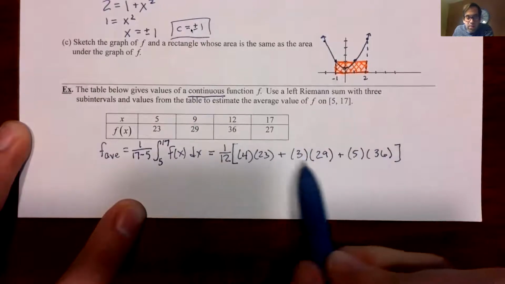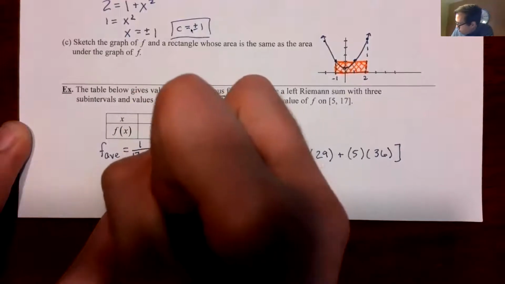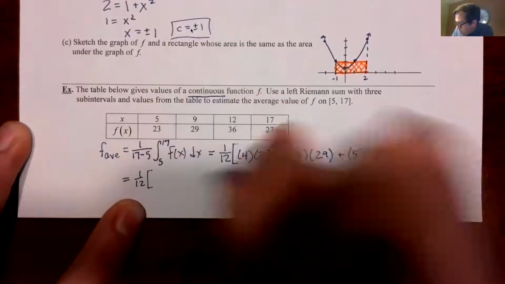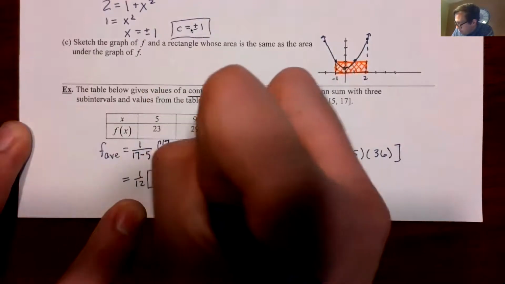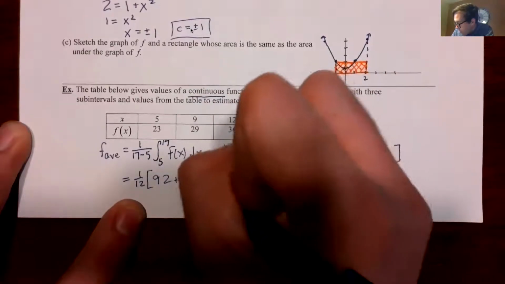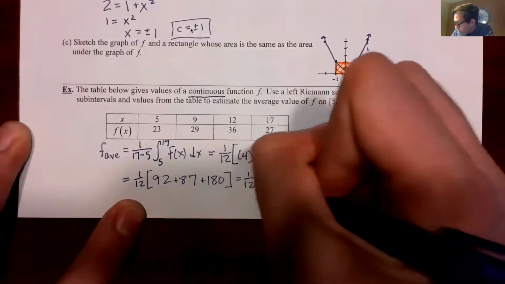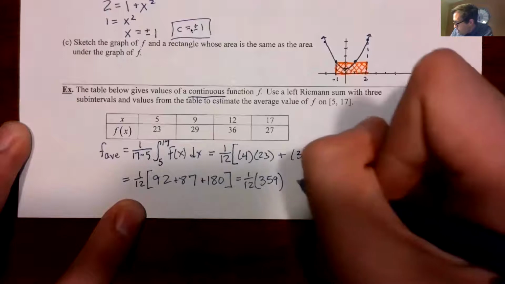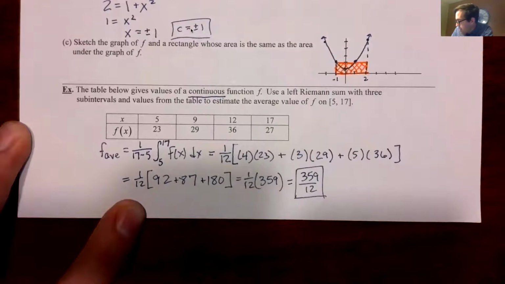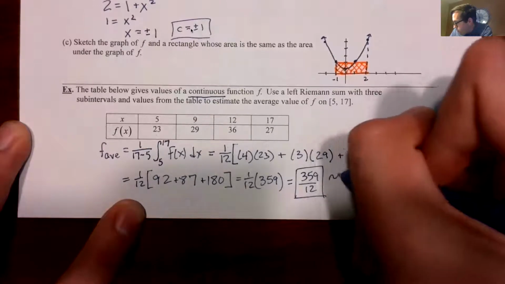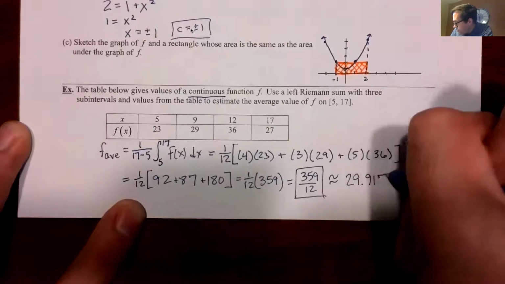So that is an approximation of our integral. So that's going to have to do. So we're going to end up with 1 over 12 times, and if you multiply these out, you get 92 plus 87 plus 180, which is 359. And that's going to just be 359 over 12. That's the reduced form of that exact answer. If we approximated this and wrote it as a decimal, we get 29.917.